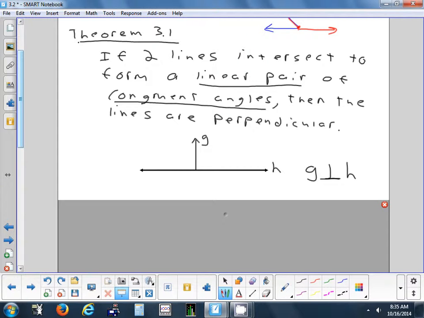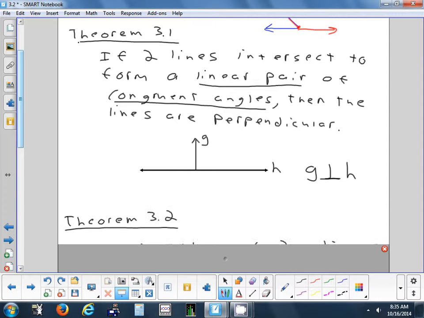Okay, so there's an example of a linear pair where the angles are congruent, and that proves G is perpendicular to H. Okay, if you haven't seen this symbol before, I think we already did it, but this upside down T means perpendicular. All right, so Theorem 3.2.